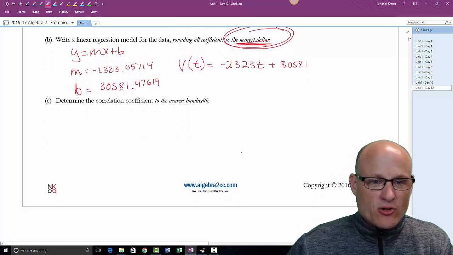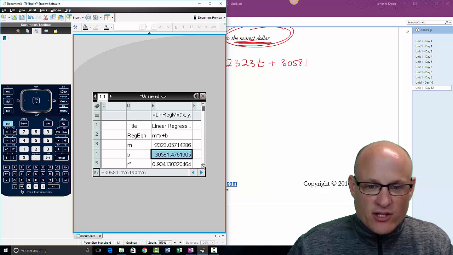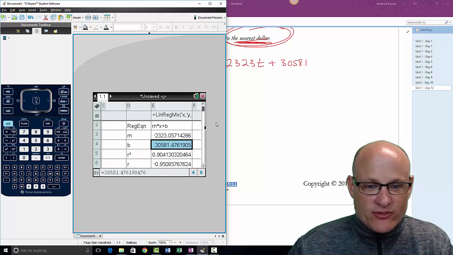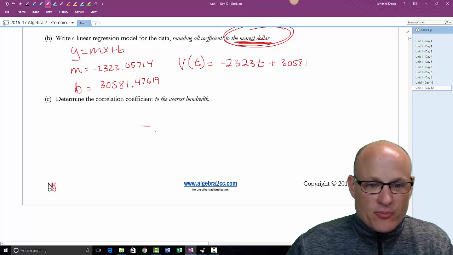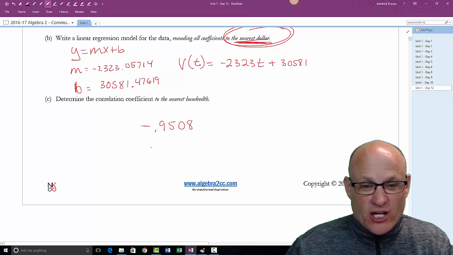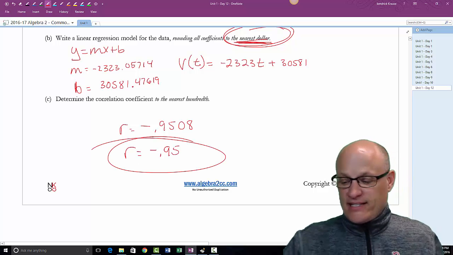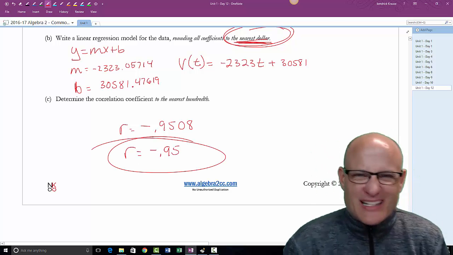And determine the linear correlation coefficient to the nearest hundredth. Let's see how good this correlation is. Pretty good, negative 0.9508. So negative 0.9508 rounded to the nearest hundredth, R is equal to negative 0.95. And that's it, kids. That's all she wrote for linear regression.